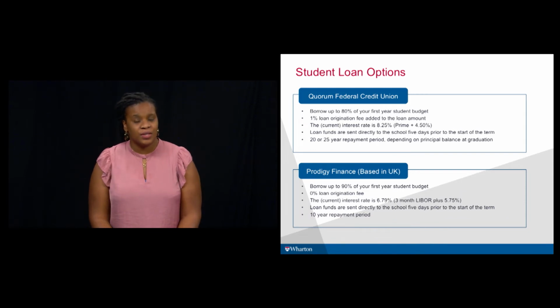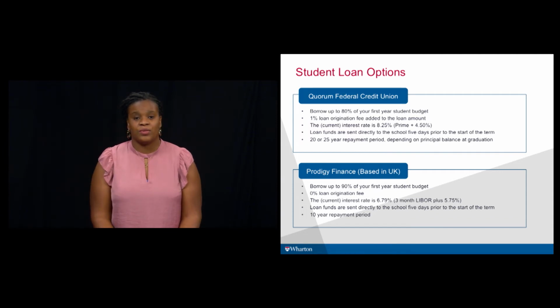For international students, unfortunately, federal loans are not available to you. You have to be a U.S. citizen or a permanent resident to apply for federal loans. But for international students, Quorum is our program. Quorum Federal Credit Union is Wharton's program for international students. It allows you to borrow a large percent of the budget to finance your education, your living expenses, and your tuition and fees. And it also offers you a competitive interest rate. Additional information is provided, of course, after you are admitted to the program.